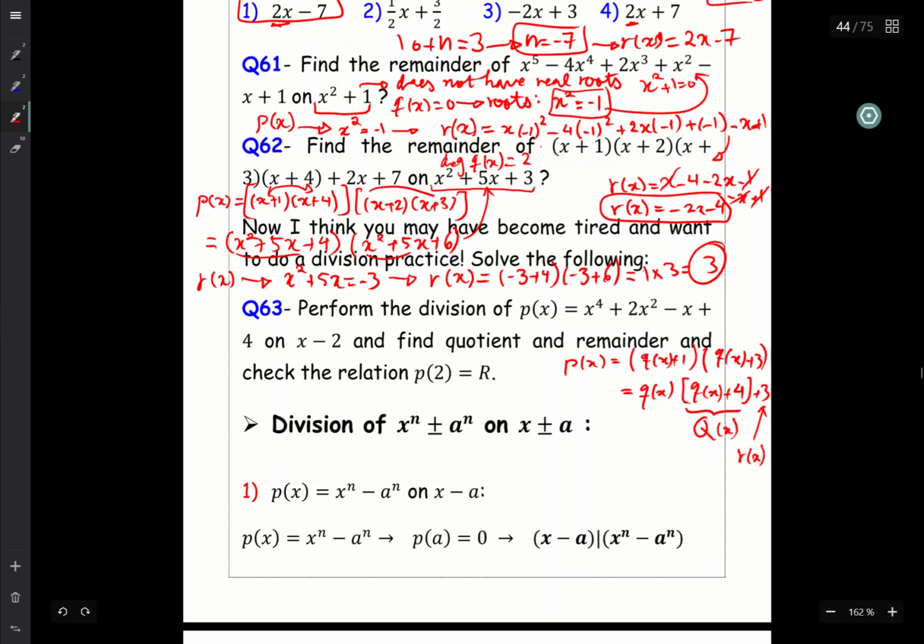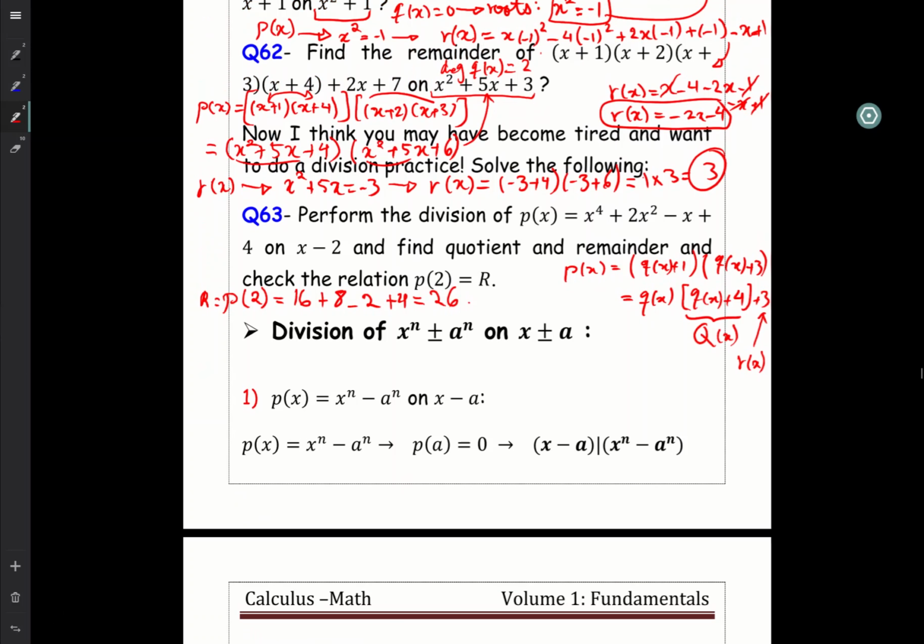Let's do the following question. Question 63. Perform the division of p of x, x to the 4 plus 2x to the 2 minus x plus 4, on x minus 2, and find the quotient and remainder, and check the relation p of 2 is equal to r. First of all, how do we find r? R is just, based on our theorem, p of 2. 16 plus 8 minus 2 plus 4, right? Should be 26. And we can go ahead and do the division and double check that this is actually true.